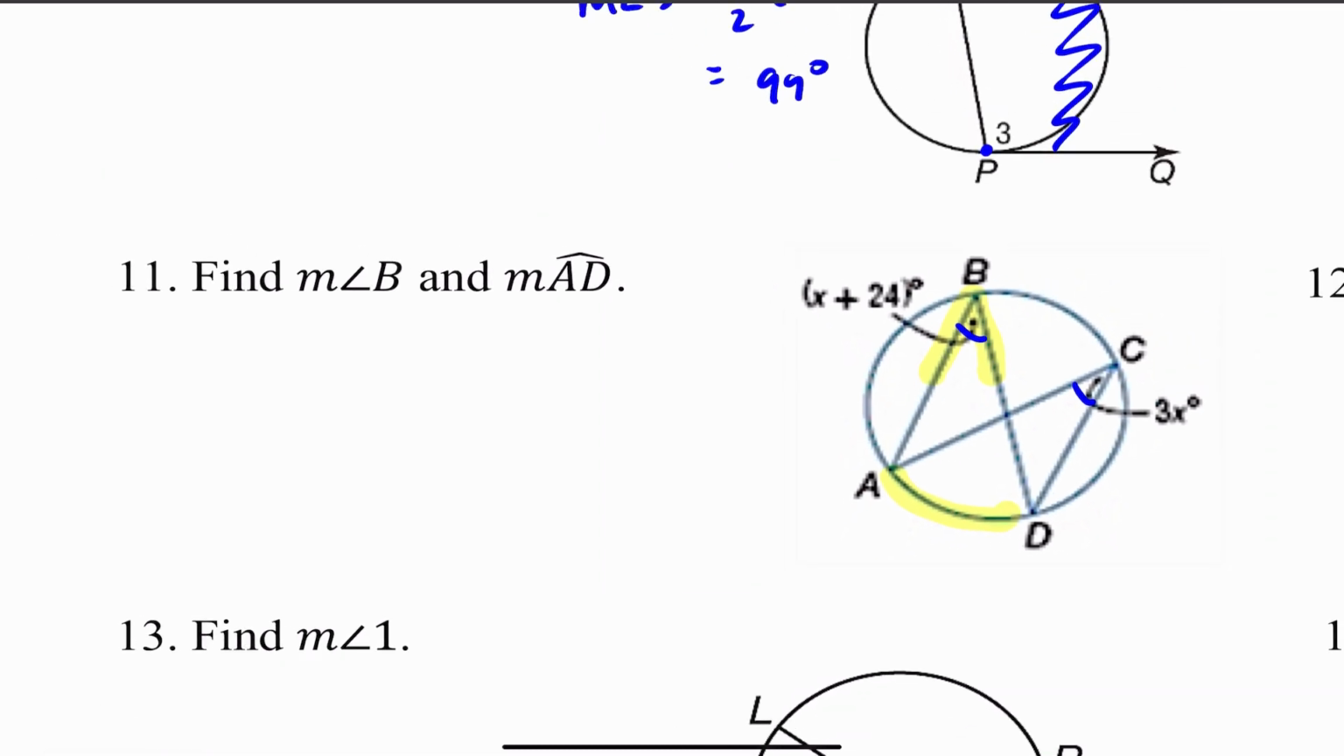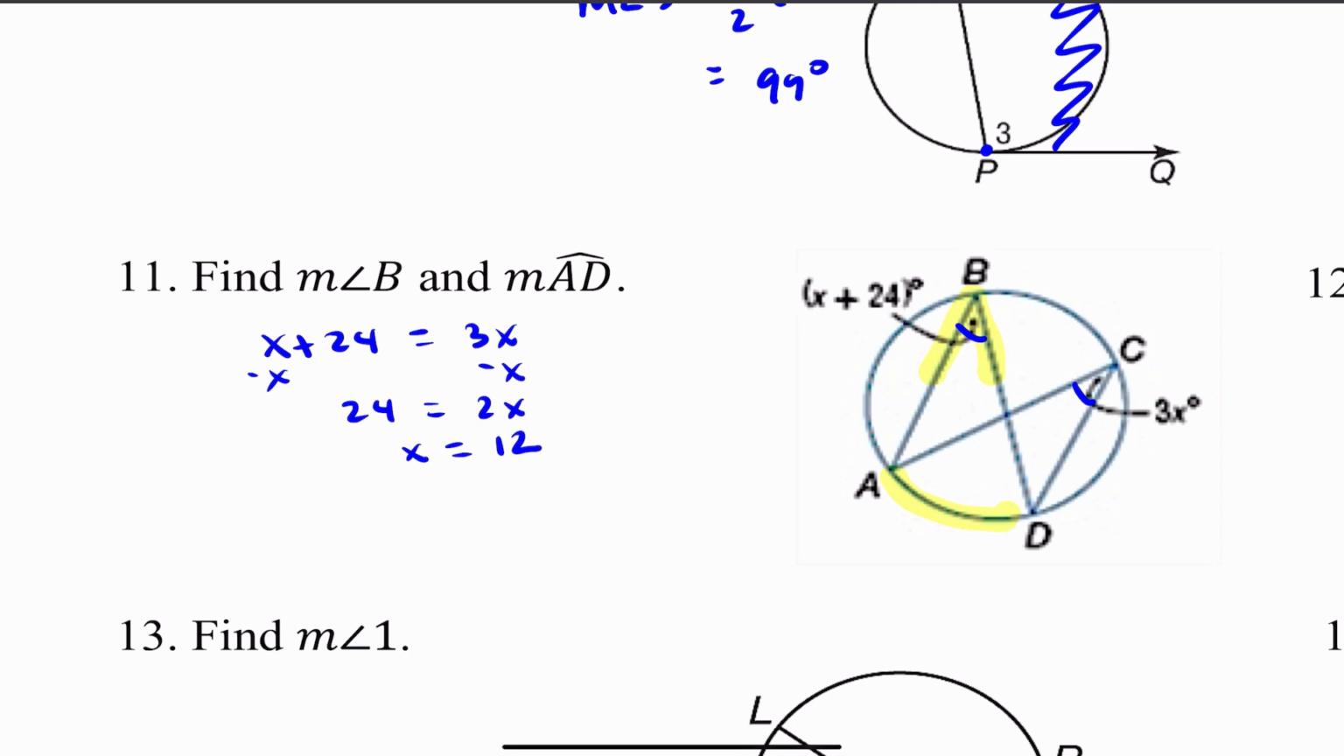And I've already proved why in class, so when you see something like this, you're going to set those expressions equal to each other. So you have x plus 24 equals 3x. So subtract both sides by x. You get 24 equals 2x. So therefore x is equal to 12. Okay, so x is equal to 12.